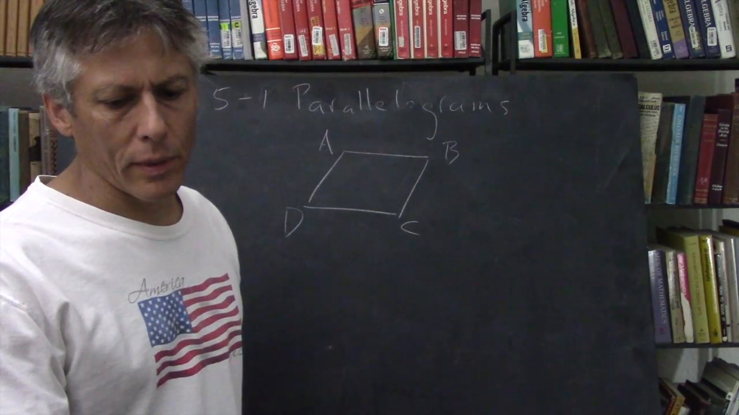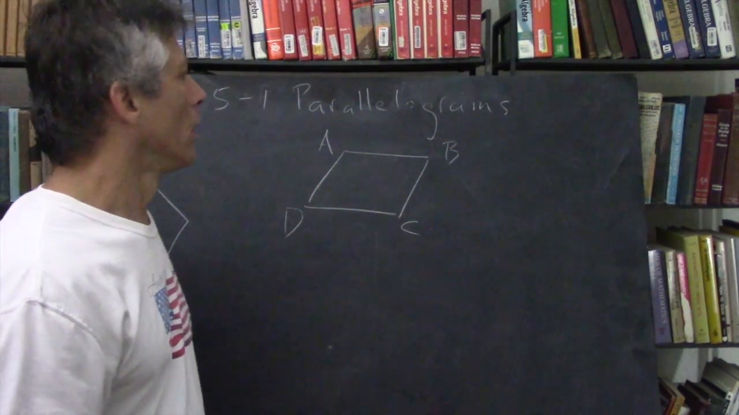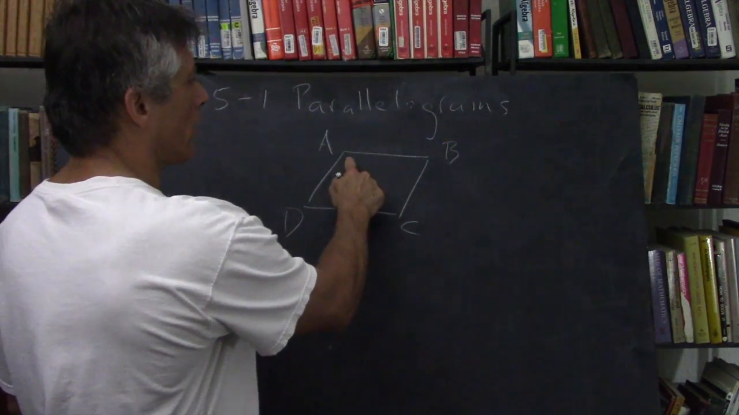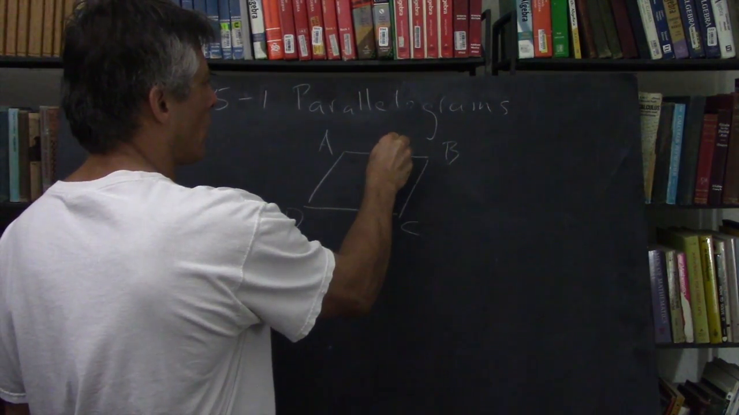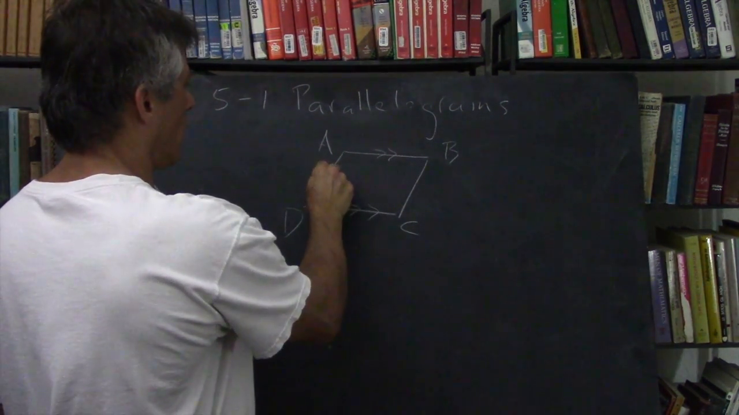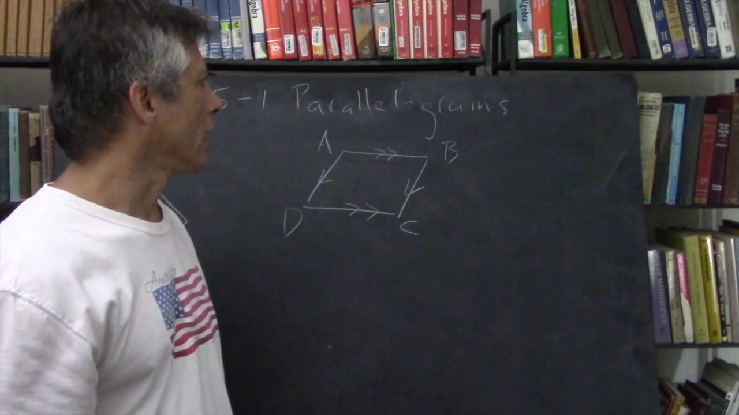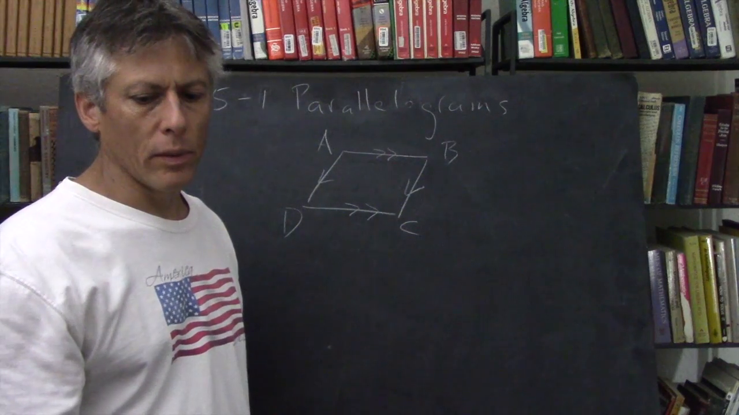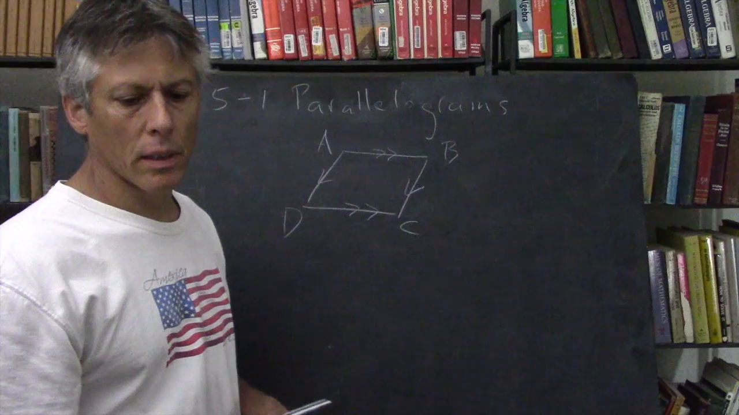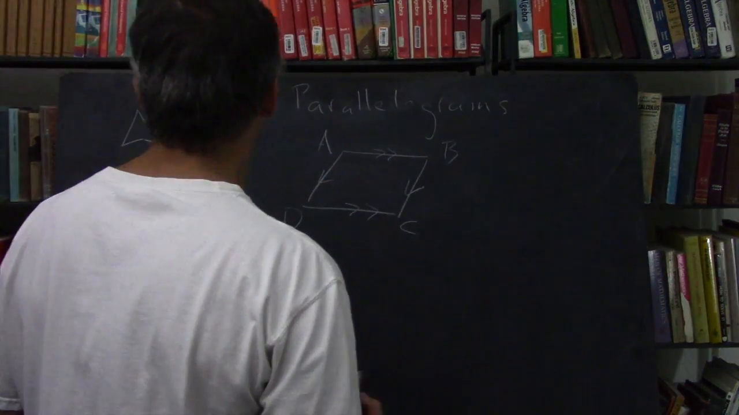A parallelogram is a quadrilateral with both pairs of opposite sides parallel. And that's something you want to copy down and put in your notes. So AB is parallel to DC, and AD is parallel to BC. Opposite sides are parallel. Now we're going to prove a few properties about parallelograms, about sides, angles, and diagonals.